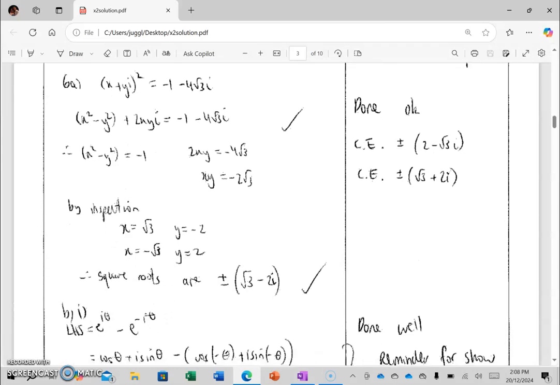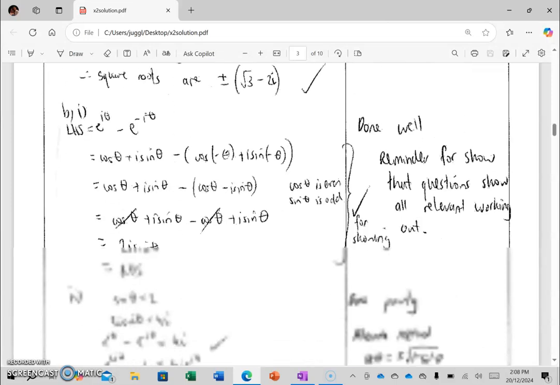Okay, question 6a. That's a typical square root question. Expand, equate real parts, equate imaginary parts, and then you can solve that quite easily by inspection. A lot of people made a mistake by putting a plus here. A lot of people got the root 3 and the 2 switched up as well. So just be very careful when you do this sort of question.